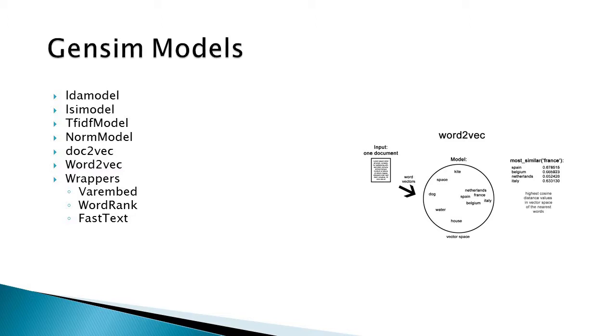The TF-IDF model can compute the TF-IDF matrix for a given corpus with the option to normalize the input. The norm model can compute the explicit normalization of vectors in a given corpus.